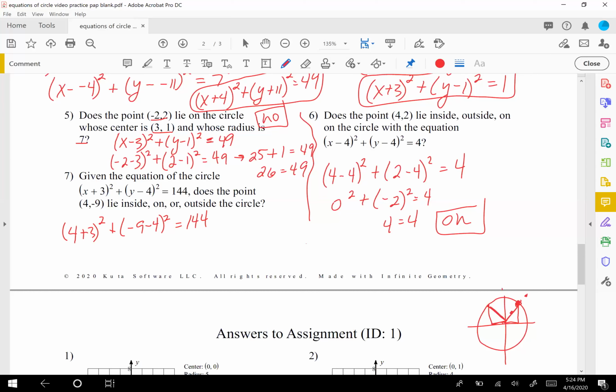Okay, 4 plus 3, that's 7. 7 squared is 49. And then 9 plus 4, because it's negative 9 minus 4, so we're adding, that's 13. And 13 squared is 169. And if you add these, you get 218, compared to 144. They're clearly not equal, so now you have to see. This number is greater than what the radius squared is, so it's going to lie outside.